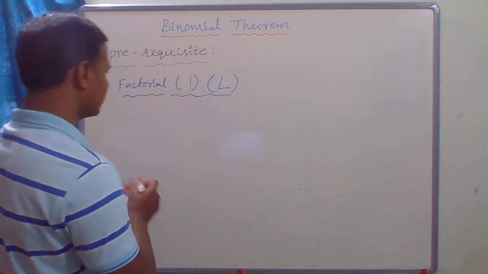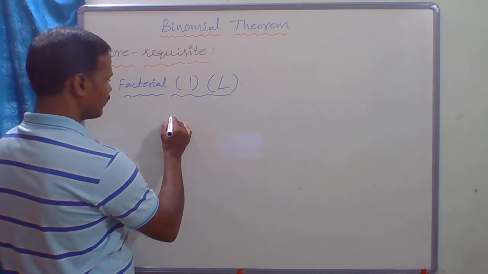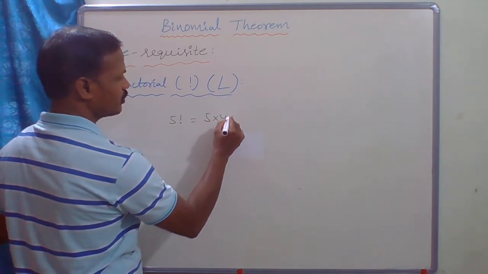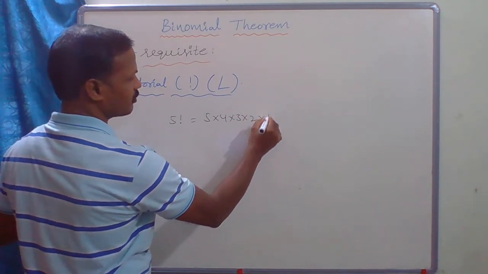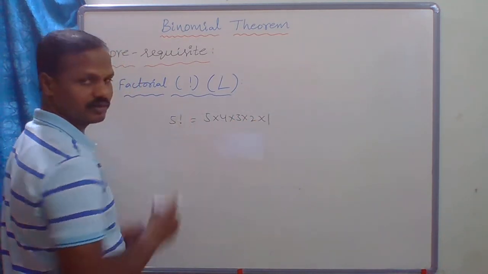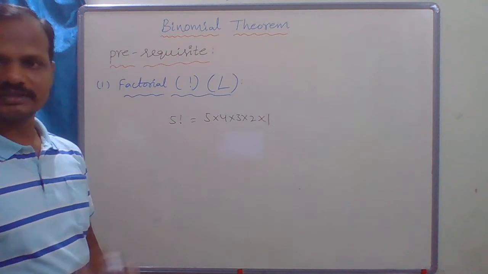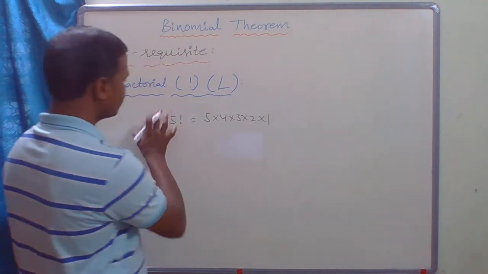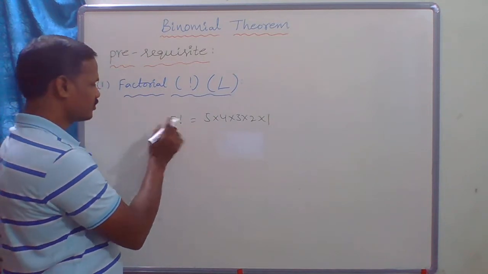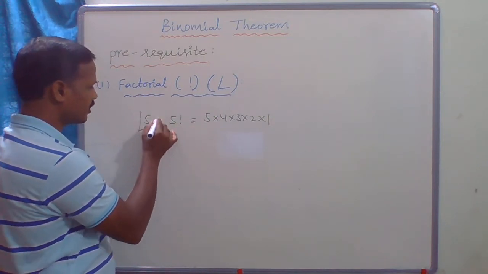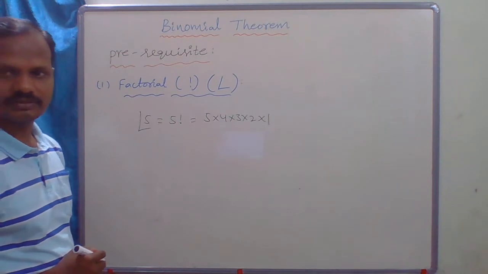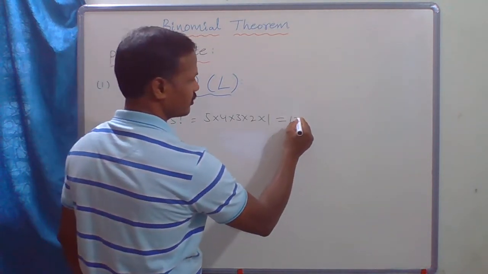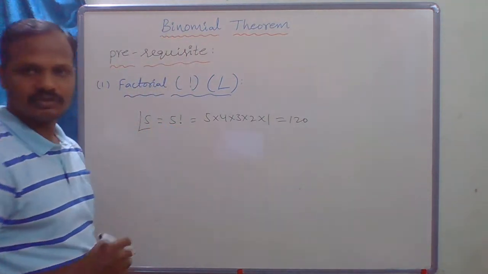So that is 5 factorial. 5 factorial means 5 into 4 into 3 into 2 into 1. First 5 natural numbers, 1, 2, 3, 4, 5. The product of first 5 natural numbers is called 5 factorial. This will be written like this, this symbol also we are using. So what is this value? 120. So the 5 factorial value is 120.